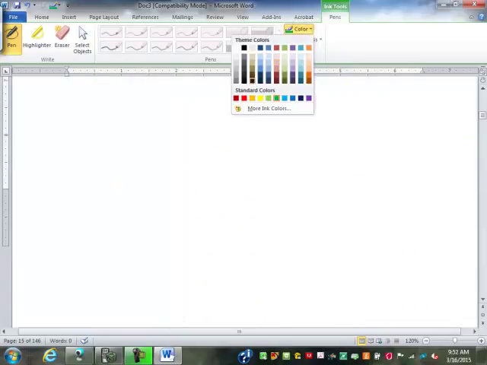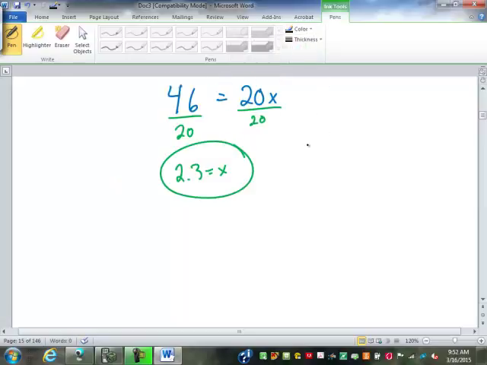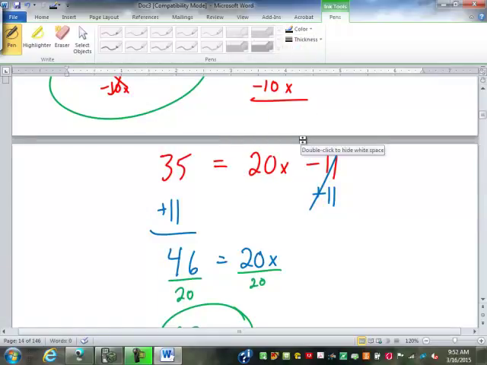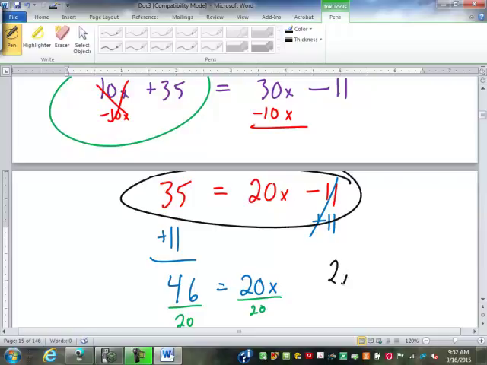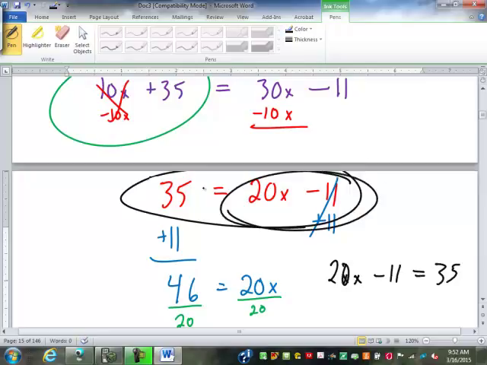Can you go back a minute, please? Well, then you should just flip it. You can, yeah. If you wanted to, once you got to this point right here, you could just rewrite it and say, okay, that's 20x minus 11, and that has to equal 35. Because you know they're equal. It doesn't matter which one's on which side. You know they're equal, so you can flip the sides if you want to.